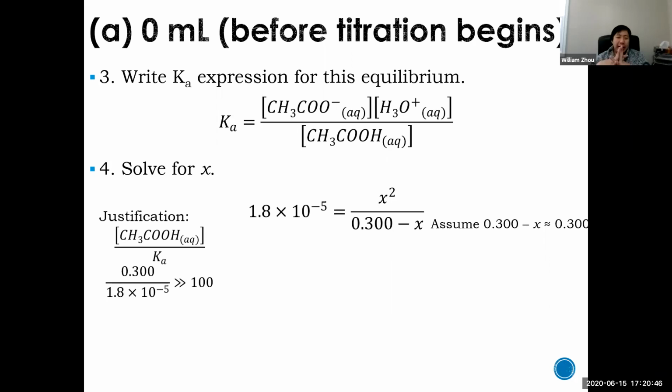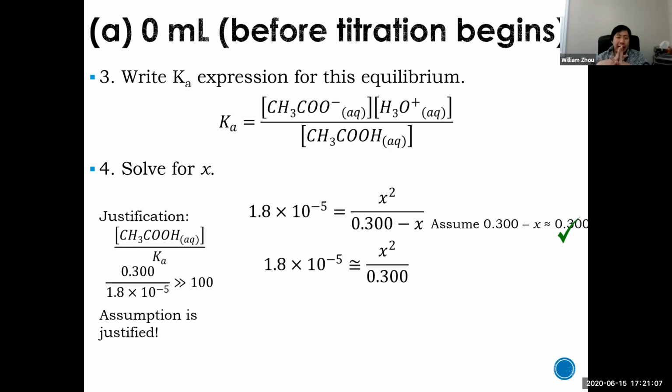The initial concentration 0.3 divided by the Ka, 10 to the negative 5. That's going to be a huge number. If you divide by 10 to the negative 5, you're going to get a big number, way higher than 100. So yes, you can justify your assumption. You can simplify the equation by dropping the x.